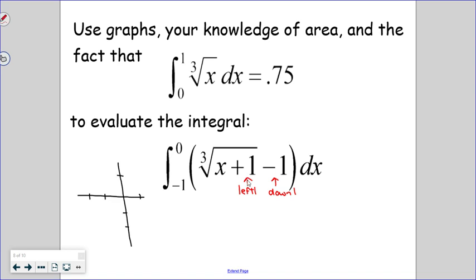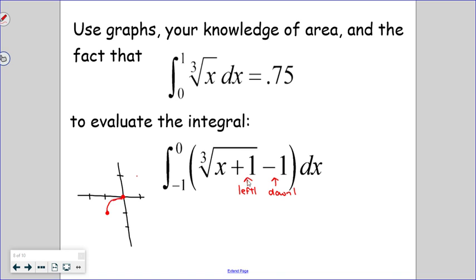So we had this, again, a point that started at 0, 0. If I move that point to the left 1 and down 1, it would end up right here. I had a point that started at 1, 1. If I move that left 1 and down 1, it would end up right here. And we get that same curve happening right there.